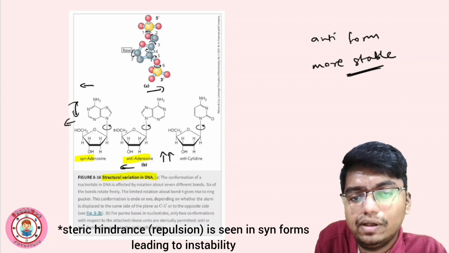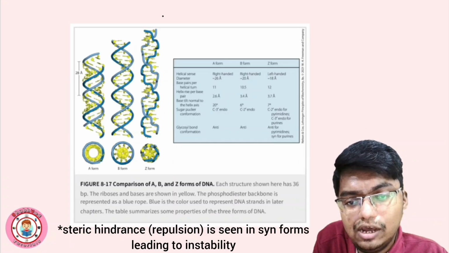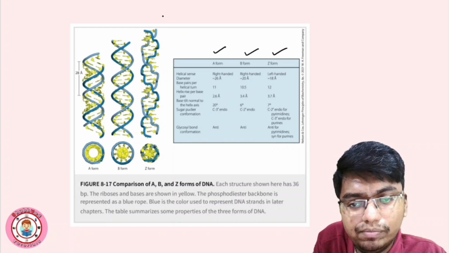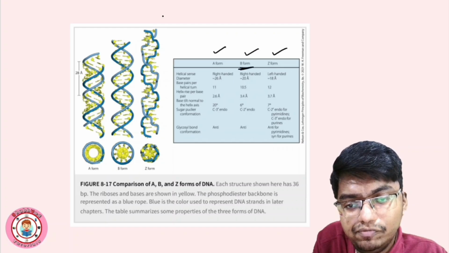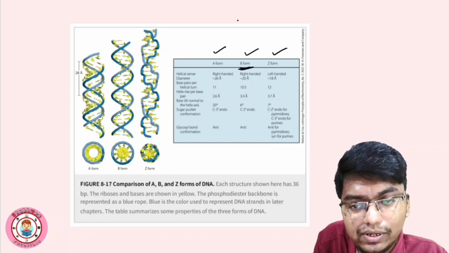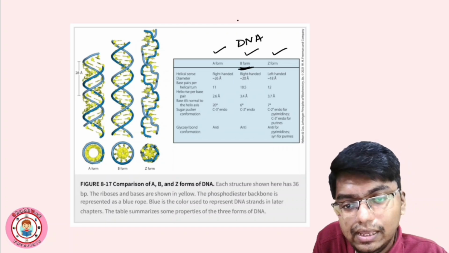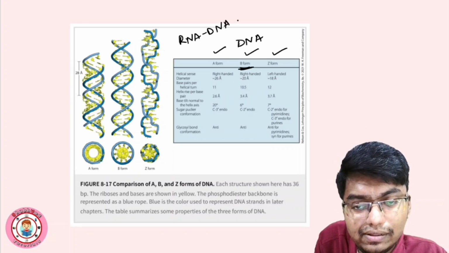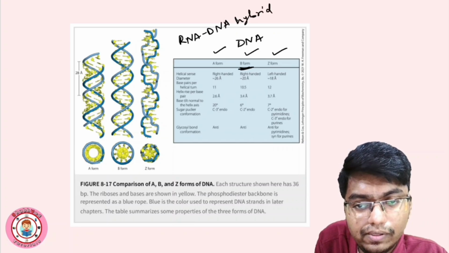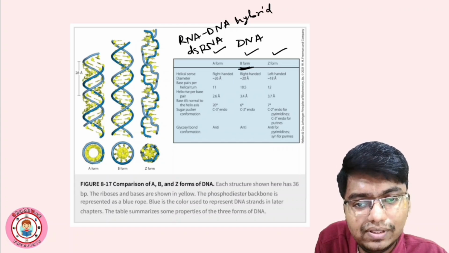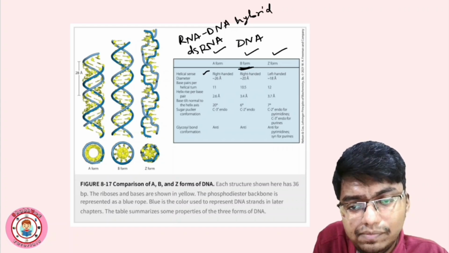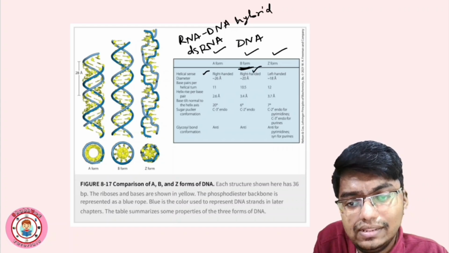Basically, there will be repulsion, right? Now, three forms of DNA: A form, B form, Z form. B form is the common form of DNA. A form is found in RNA-DNA hybrids, and double-stranded RNA also adopts the A form, right? Now in the A form you can see a right-handed structure, as well as in the B form, you can see the right-handed structure.